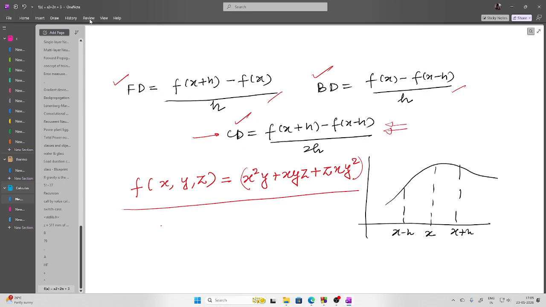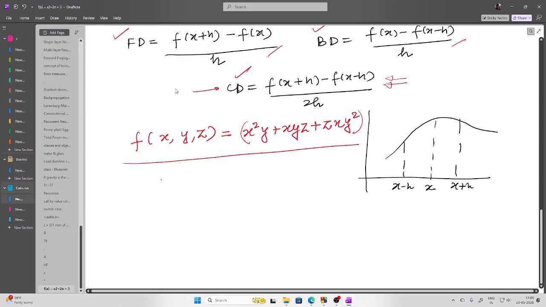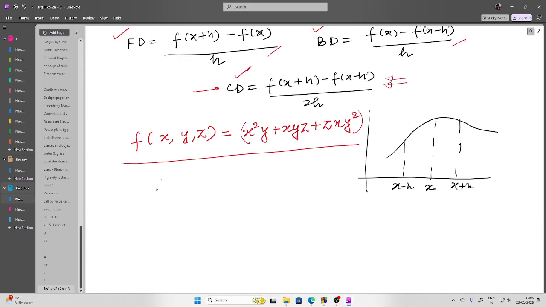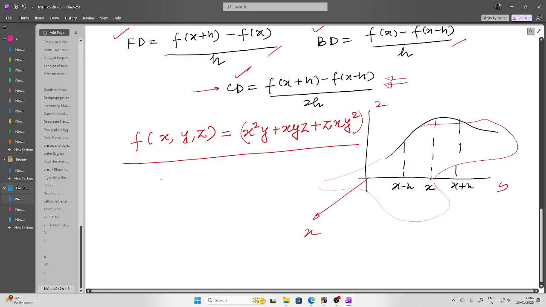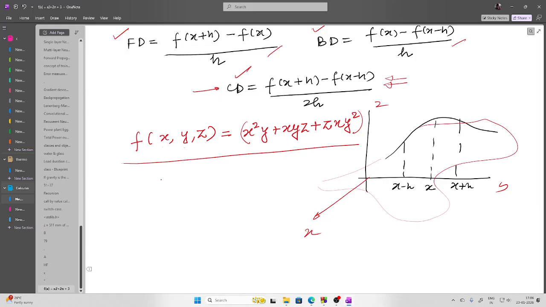Now in the multivariable case, this function is depending on x, y and z, three variables. Let's say this was some plane and this is x, this is y and this is z. For the time being, let's say only two variables are there, x and y, and z is some function of x and y. Then what we have to do is look at it from one direction.